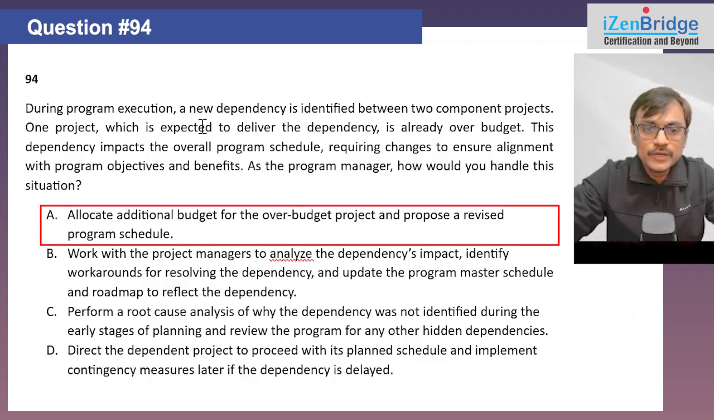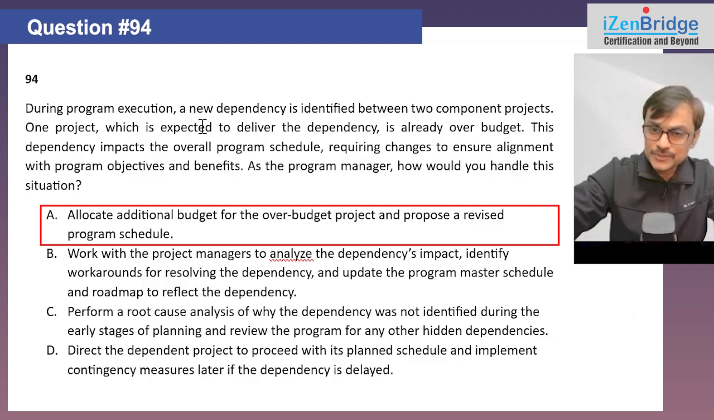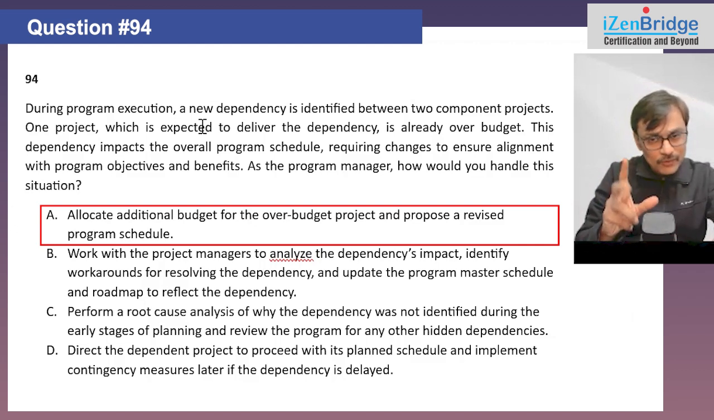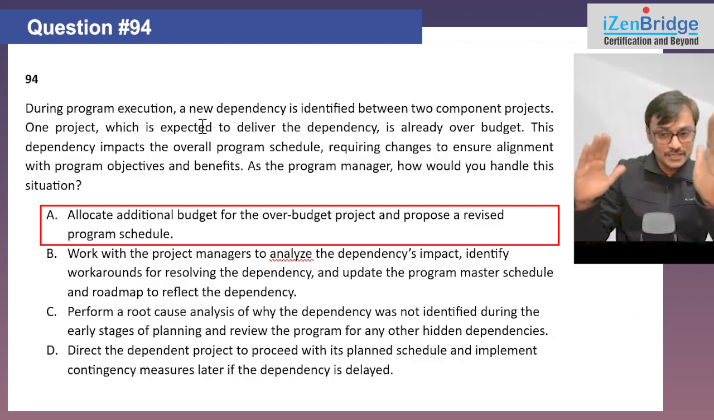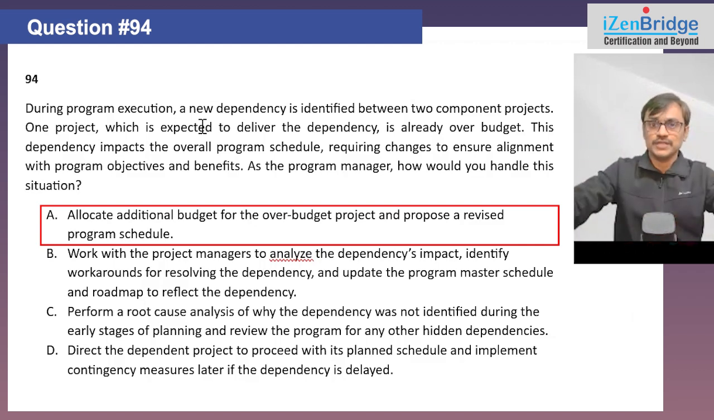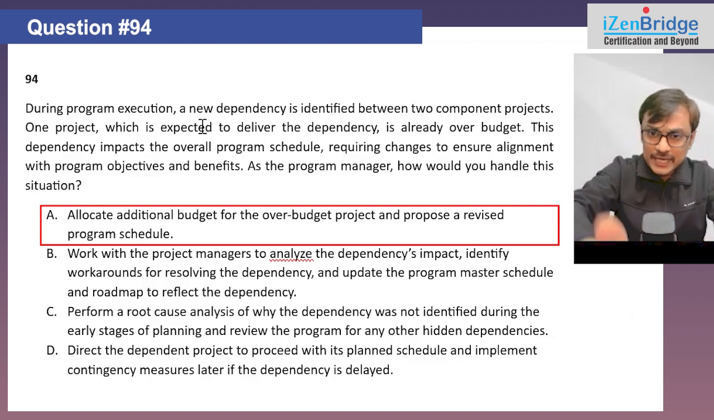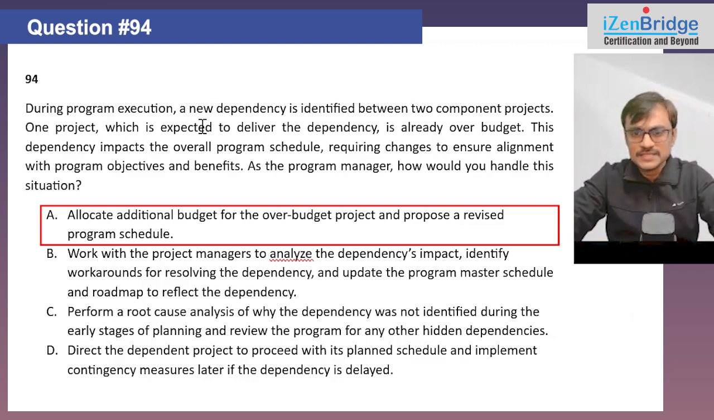Let's see the options. Option A: allocate additional budget for the over budget project and propose a revised program schedule. So it's jumping to the conclusion. You can say there are two types of options which can easily be avoided. One is narrow, fully focused, and jumping to the action, jumping to the conclusion. So it's jumping to a narrowly focused conclusion, where I will say I will give the budget.